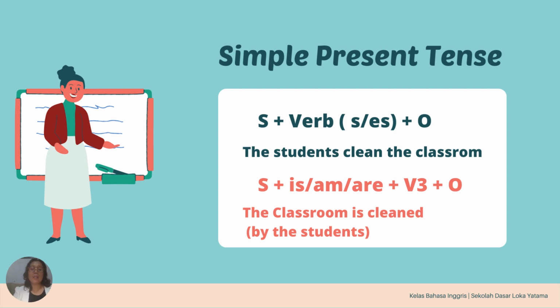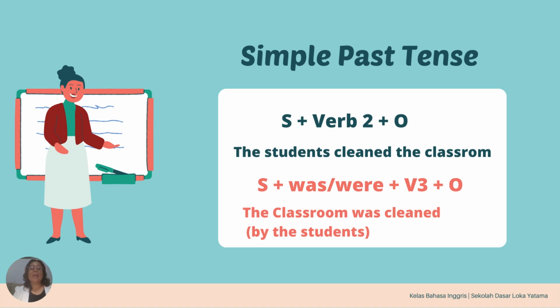Okay, what about simple past tense? In simple past tense, in active, we use verb two. For example, subject plus verb two plus object. The example of the sentence is the students cleaned the classroom. Cleaned here is the verb two.